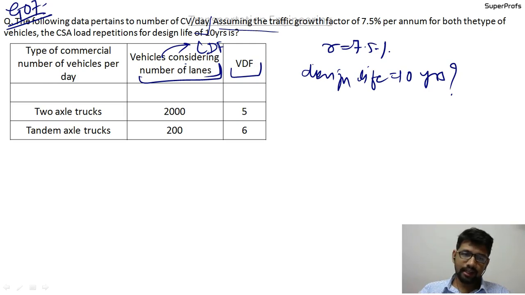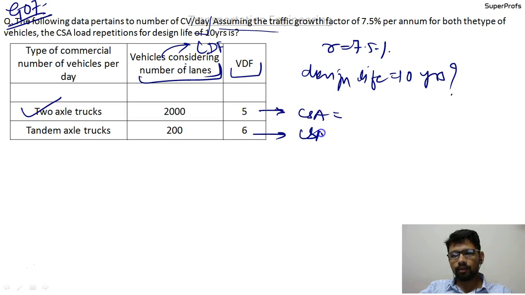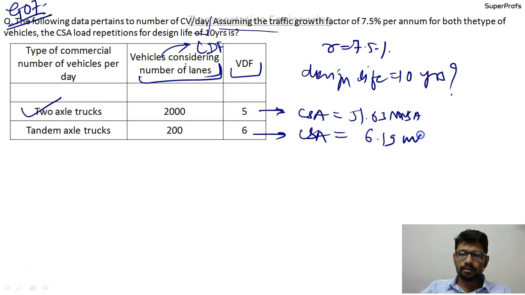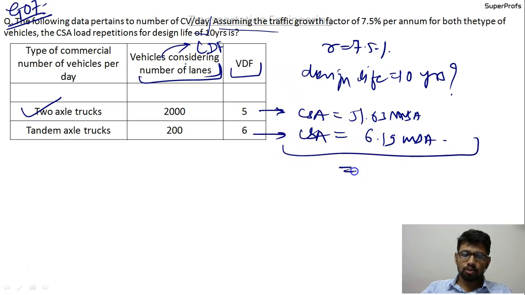So it is two different types of vehicles. What you do is first find out CSA for trucks, which will come out to be some value. Then find out the CSA for the tandem axle trucks. There will be some value. Say I have got the values: it comes out to be 51.63 MSA and here it comes out to be 6.19 MSA, and so the CSA load repetition for a design life of 10 years comes out to be the summation of these two, that is 57.82 MSA.